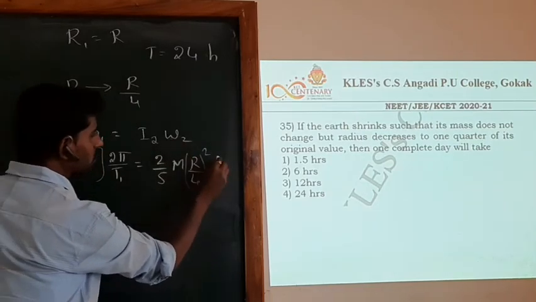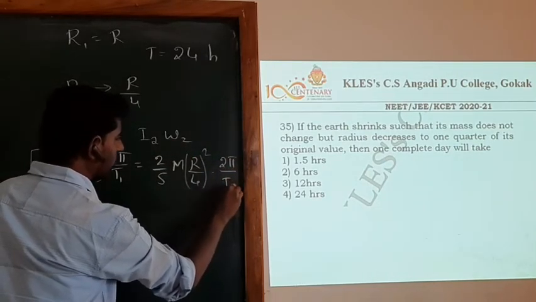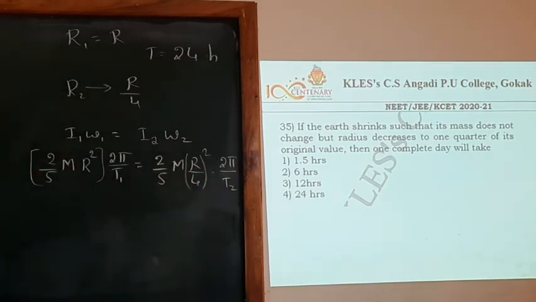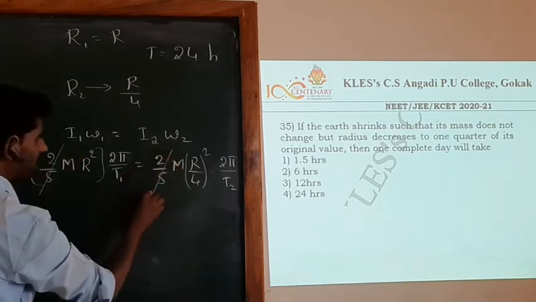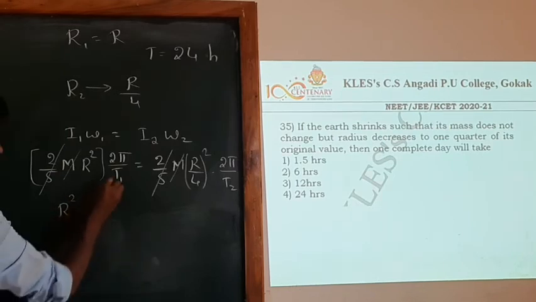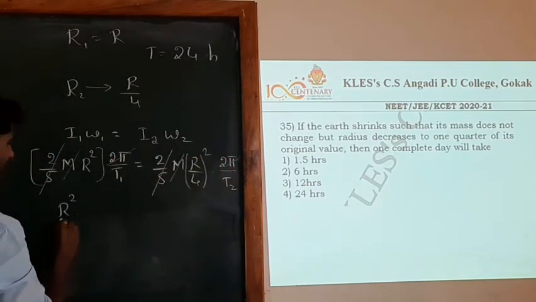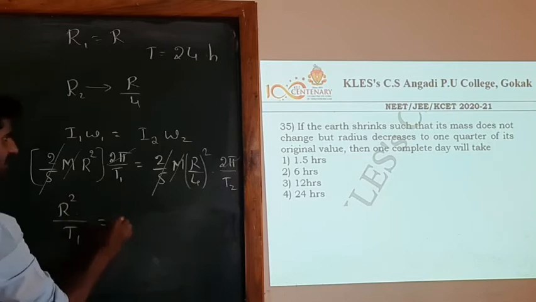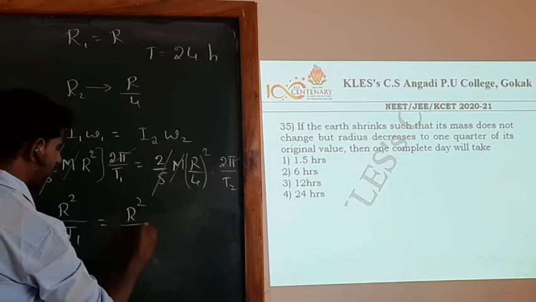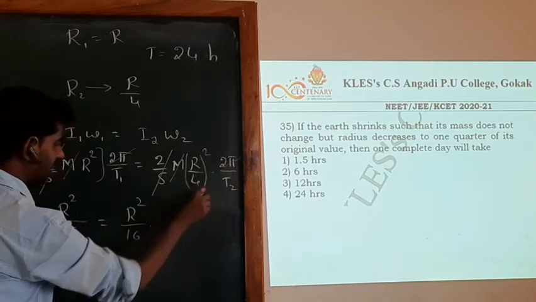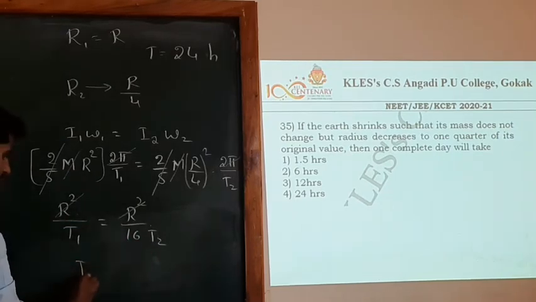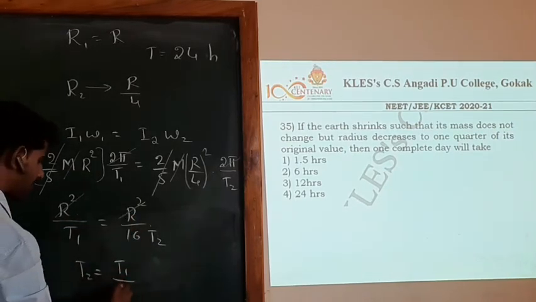And what about the omega 2? So omega is 2 pi by T2. So if the radius changes, the time changes. So next term, 2 by 5 cancel, M cancel. So the remaining term here is R square, and this 2 pi cancels, R square divided by T1, and here R square divided by 4 square, R square divided by 4 square means 16, 2 pi cancel, and here this is T2. Now R square cancels. So take this T2 here, cross multiplication, and T1 in the numerator divided by 16.